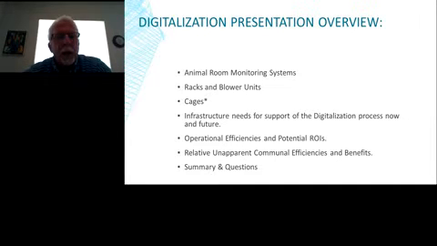current point in time. And then we need to talk a little bit about infrastructure needs and then operational efficiencies and potential returns on investments in relationship to what we are talking about, and relative unapparent communal efficiencies and benefits, meaning working with the PIs and some of the ways that some of these caging systems can help in other areas of the vivarium rather than just the animals alone. So I'll do a summary and questions at the end as well.